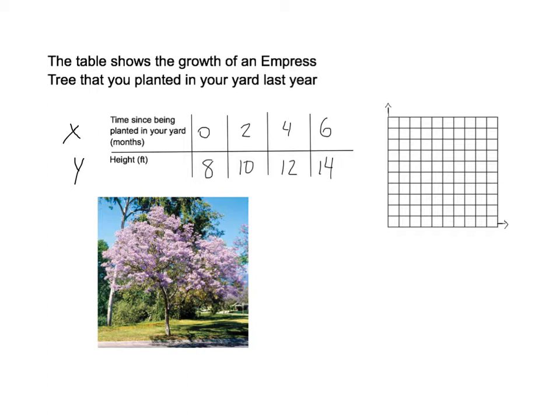Okay, and so what we're going to do first is we're just going to graph this data. We're going to see if there's a trend, and then we're going to see if we can find an equation for that trend. Okay. So let's graph these points that we have here, 0, 8.